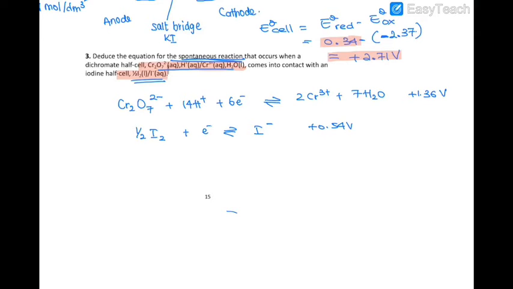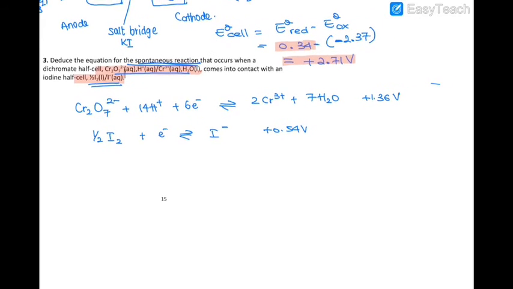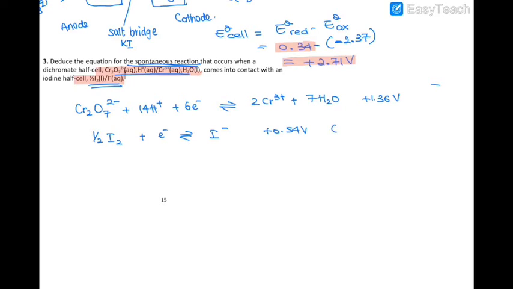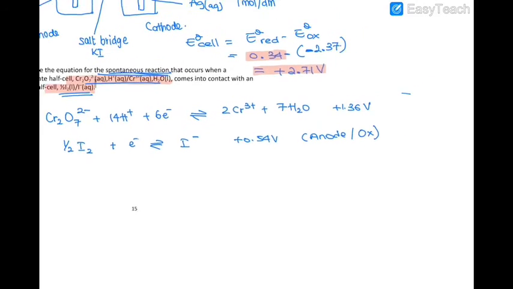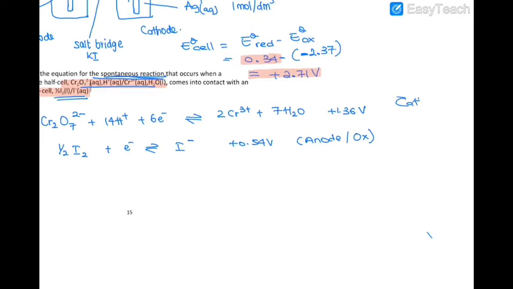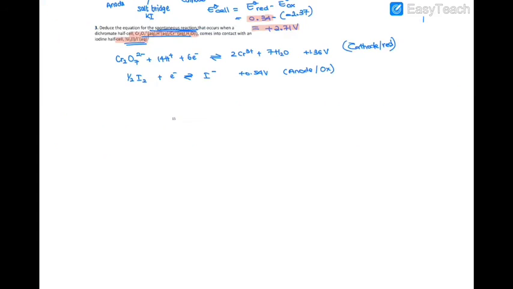So for a spontaneous reaction, the one that's more negative is going to be the anode. So this is going to be the anode. This is going to undergo oxidation. Therefore, this is going to be the cathode, and this is going to undergo reduction. So the cathode stays as it is, and the anode is going to flip.